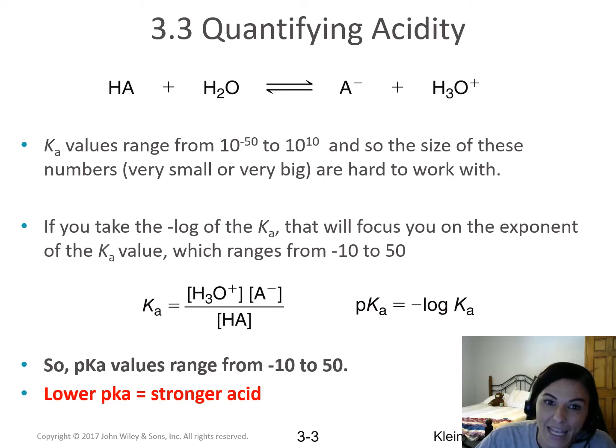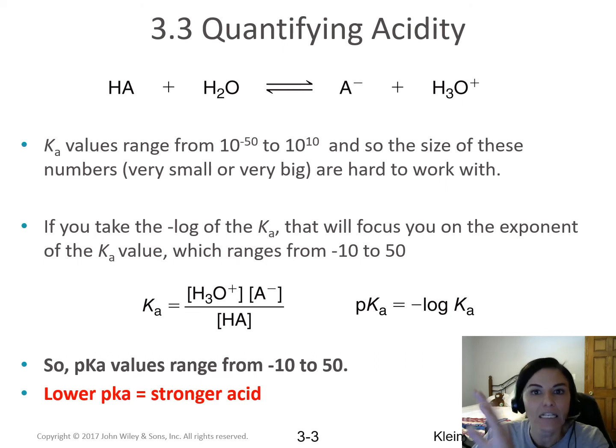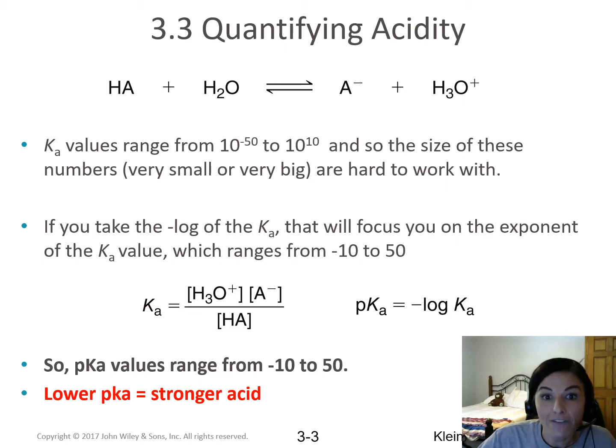Now, if you take the negative log of the Ka value, that will focus you on only the exponent of the Ka value, which will now range from -10 to 50. And these numbers are much easier for us to work with. We call this value the pKa, and this is what we actually use to determine our acid strength.